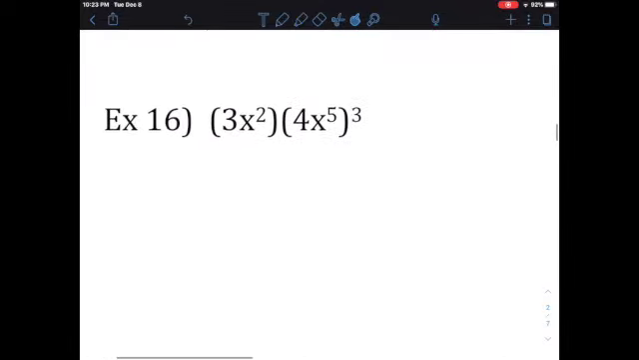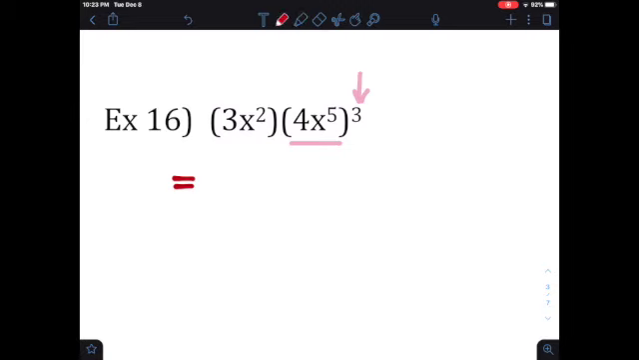Number 16. All right. Number 16, there's a couple more steps now. So it's very hard to do this in your head unless you write some work down. So first thing I'm going to do is take care of the ones that have an exponent right here. The reason for that is because the base for that exponent is only this part. So I want to treat that part first.